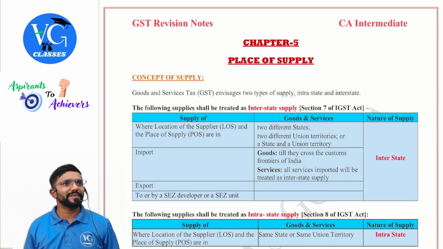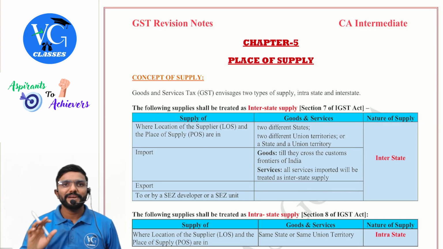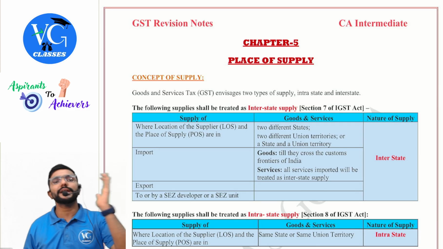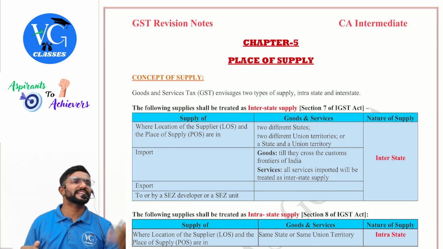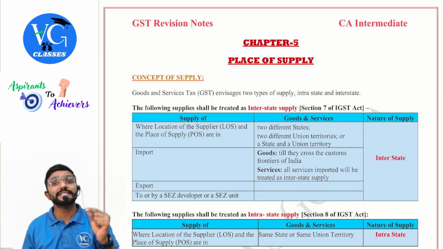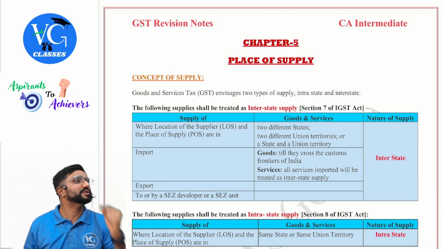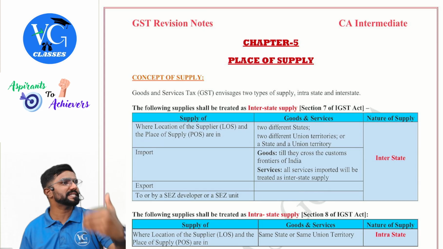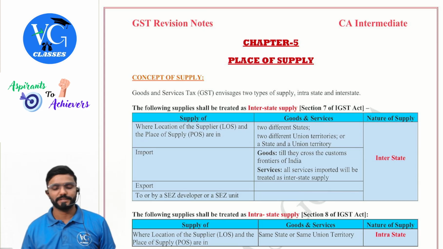Yes, students. Now we will revise chapter 5, which talks about place of supply. Place of supply is required to decide whether the supply is intrastate or interstate. Sir, why should we decide whether the supply is intra or inter? To decide what category of tax to charge or what GST to levy. CGST, SGST, IGST.